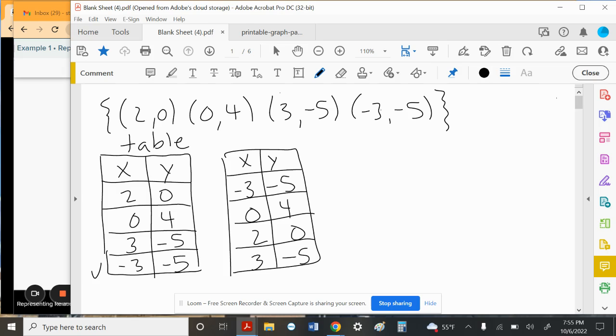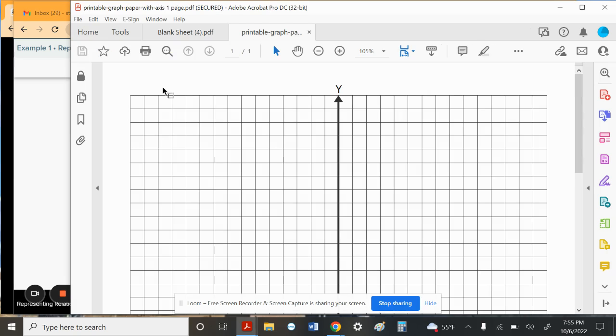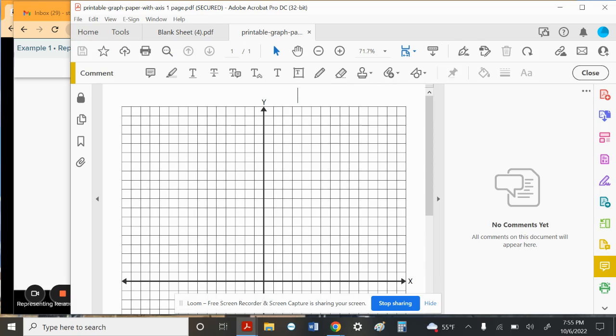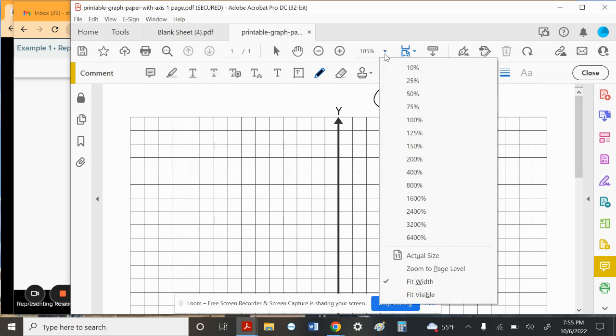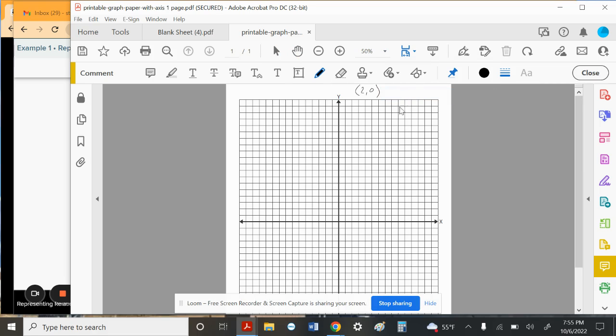Now, 2 other ways that we deal with these. One is a table. The second one is a graph. So we're going to go over to the graph and we're going to plot those points. So first point we're going to plot here is 2, 0. So what that means for that particular point, and I'm going to make this a little bit smaller so we can see it. So we'll go down to 50 probably.